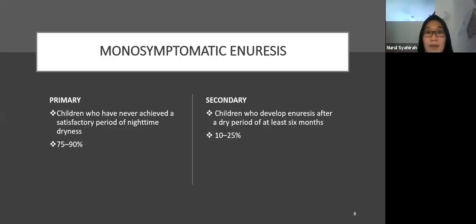Okay, so monosymptomatic enuresis, just now, we can further divide into primary and secondary. Primary enuresis is where the children have never achieved a satisfactory period of nighttime dryness. It is common, in 75 to 90% of children. For secondary enuresis, children usually develop enuresis after a dry period of at least 6 months.